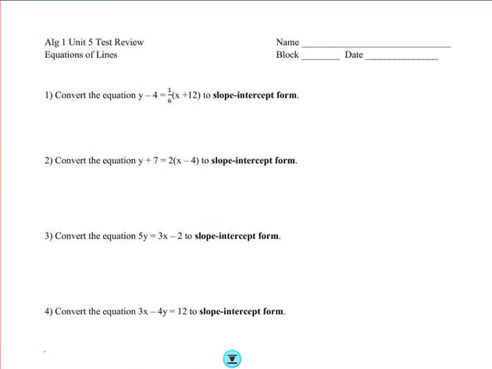Okay, so let's work our way through the test review. Step one is to convert the equation that's given into slope-intercept form. To do that, we're going to do really just two steps here. It's in point-slope form, so we're going to distribute the 1/6 to what's in parentheses, so we have 1/6 x plus 2, and then we're going to add 4 to both sides, and our answer is y equals 1/6 x plus 6.